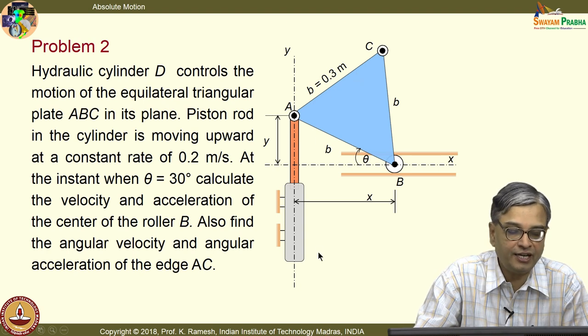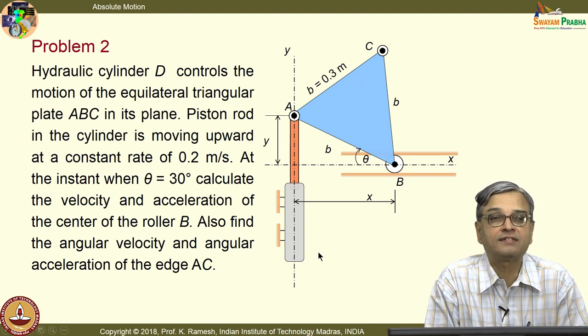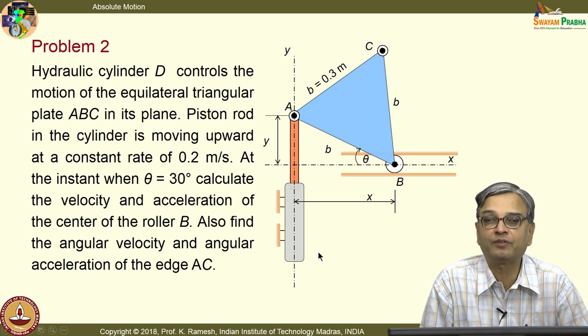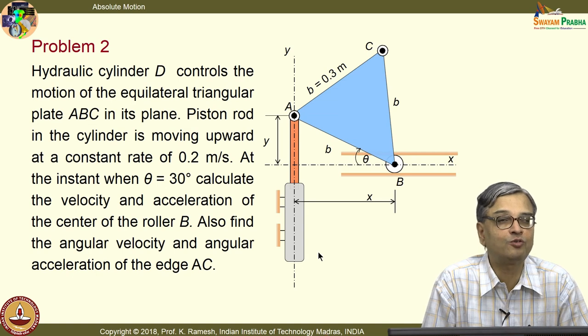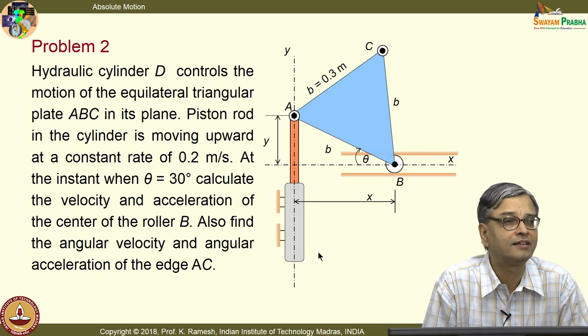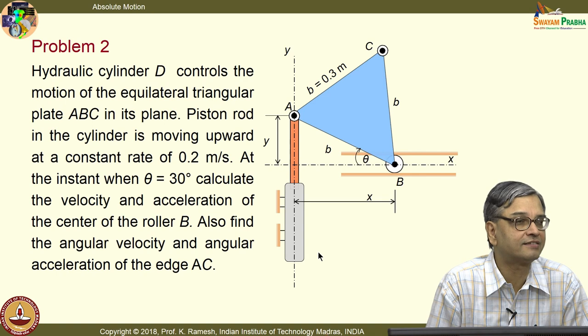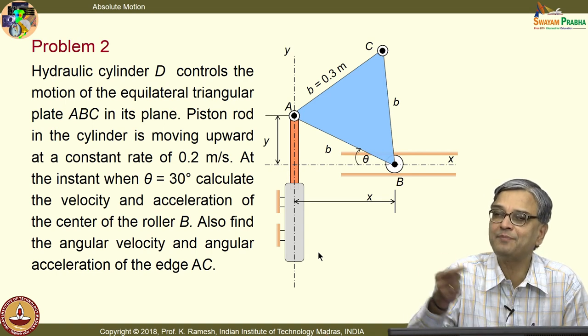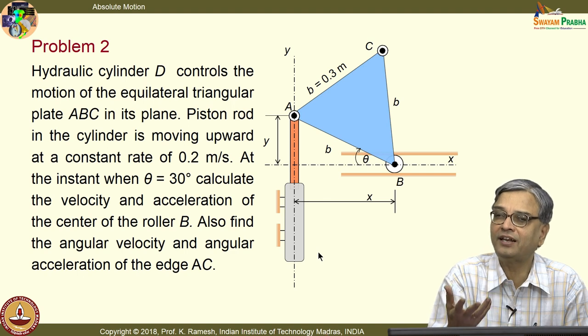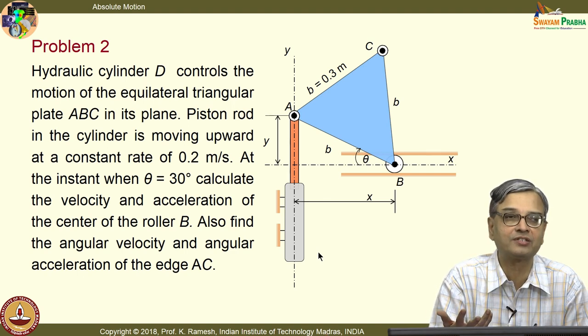After listening to whatever discussion we had about angular velocity, you should be able to say, suppose I ask the question, what is the angular velocity of the triangular plate? How will you find out? Do you have to do the computation again, or is this itself the answer? This itself is the answer, because I scribe a line and then monitor its motion, and then I get the angular velocity.